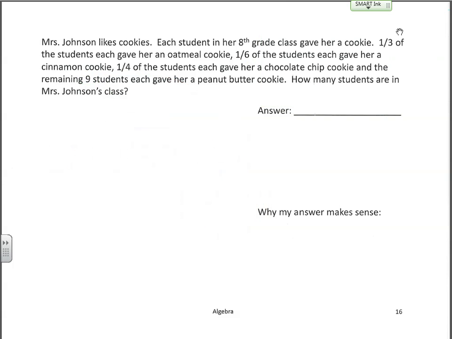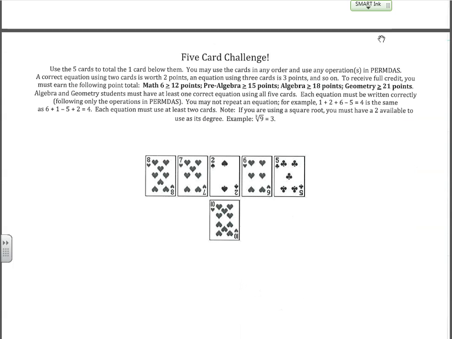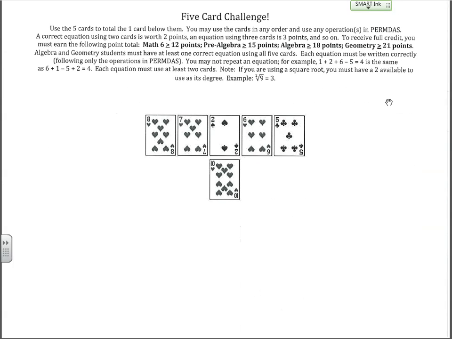Next one is the 5-card challenge. Not much explanation here, I don't think. You're going for 18 points. At least one of your equations needs to use all 5 cards. Do use a calculator to check your answers, though. Your calculator always does the correct order of operations.